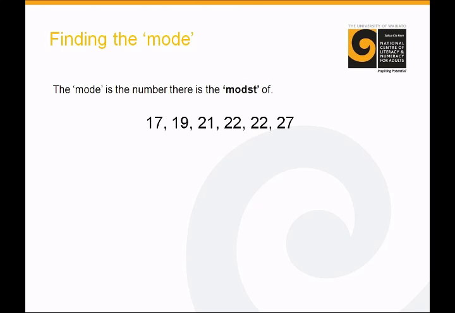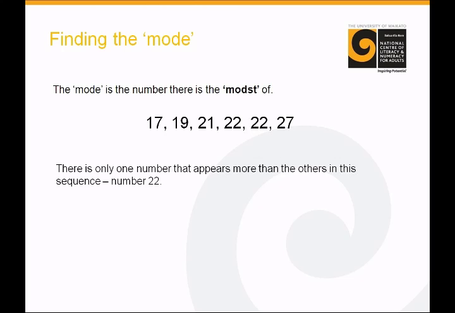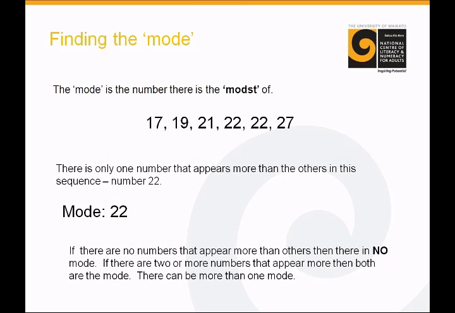Finding the mode. The mode is the number that appears most often. If you have a look at that data, you can see pretty quickly that there are 2 22s. Therefore the mode is 22. If there are no numbers that appear more than other numbers, there is no mode. If there are 2 or more numbers that appear more than the others, there can be more than one mode.